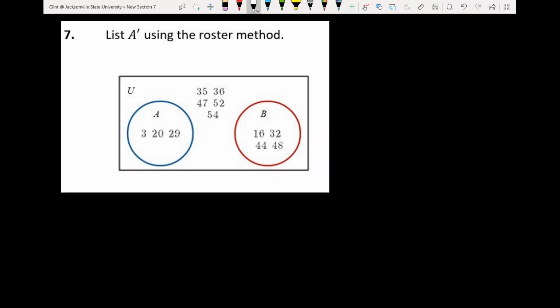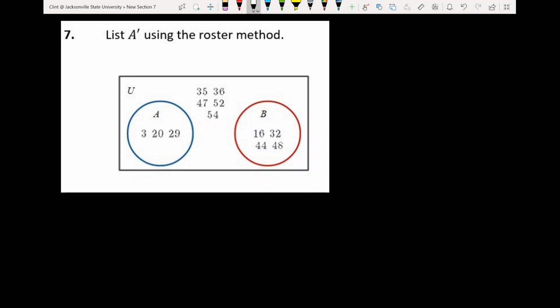Okay, part number 2 of our test review. Problem number 7. This one says list A tick mark using the roster method. And again, the tick mark means complement. So we want the complement of the elements in A. That means in our set A complement, we want all the elements that are not in A.